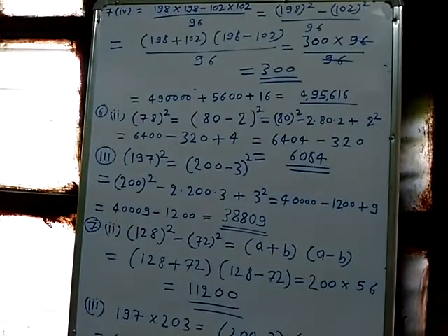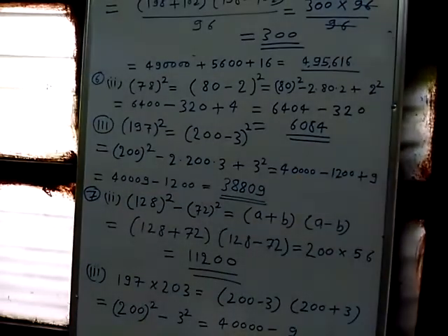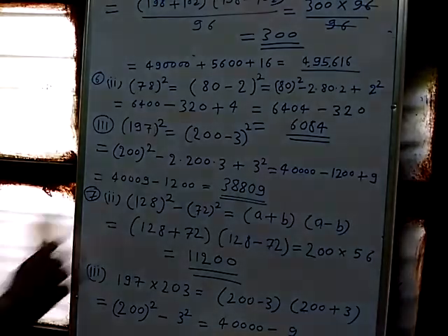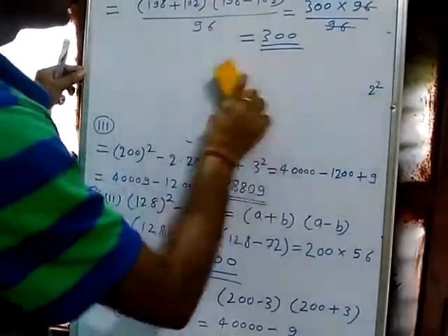Is it clear? Are you getting me? What is the answer? 300. You got the answer 300. Correct, na? Next question.